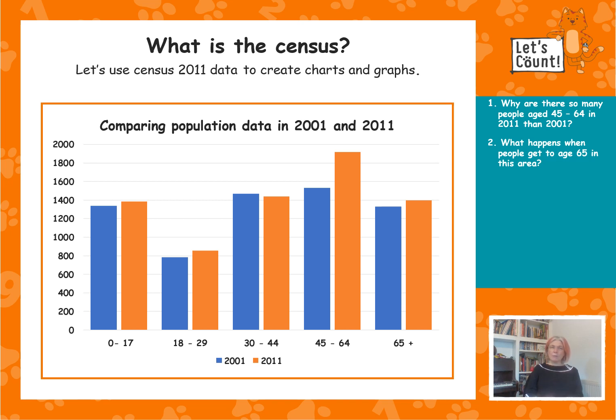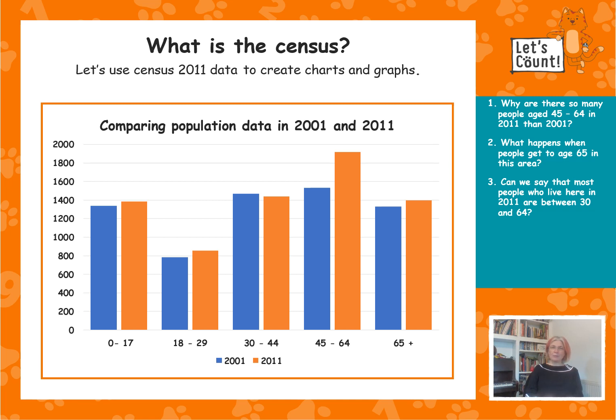Can we say that most of the people who live here in 2011 are aged between 30 and 64? Can we say that these two orange bars represent most of the population in this area in 2011? How could we find that out? What about the second set of bars, 18 to 29?